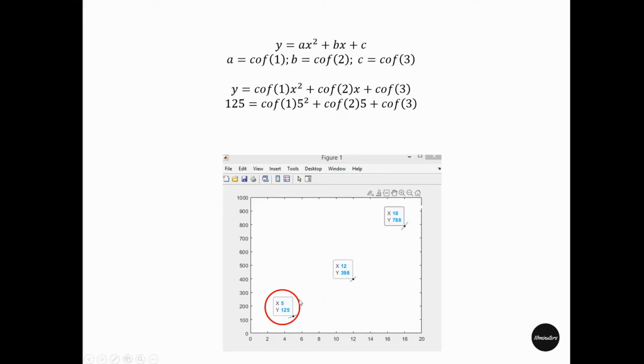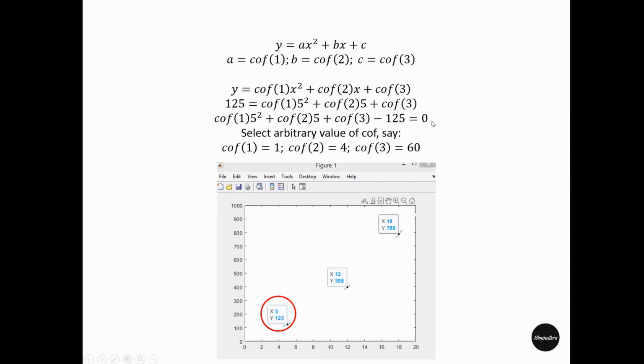Now if we take this point and put the values of x and y in here, we get y equal to 125, and we put the x value here. For x square we put 5 square, for x we put 5. So this equation evaluated at this point gives you this equation. We can put all the quantities to the left, so that means this minus 125 should be equal to 0.